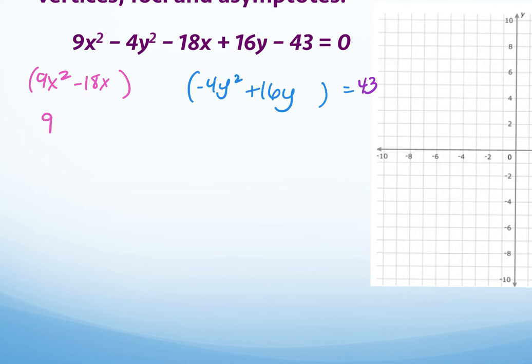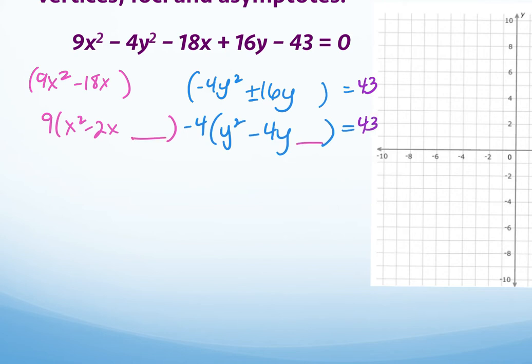I'm going to take out the 9, and I get x squared minus 2x. Leave that space. I'm going to take out a negative 4 from the y squared, which changes this sign: negative 4 times y squared minus 4y equals 43. Complete the square for each. So 2 divided by 2 is 1. 1 squared is 1. Add the 1 here. Normally I'd add the 1, but I have to multiply by 9 first, so I'm adding 9.